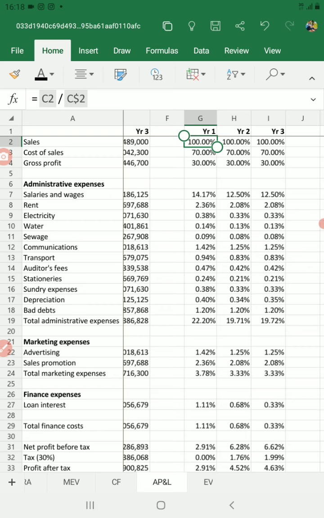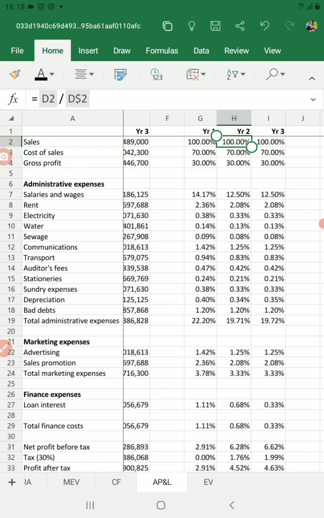And then cost of sales was 70%, gross profit 30%, salaries and wages 14%. So we are comparing year one percentage terms, the same period. And if we are talking about year two, then we are comparing percentages in the same year two period. So that's the vertical analysis.